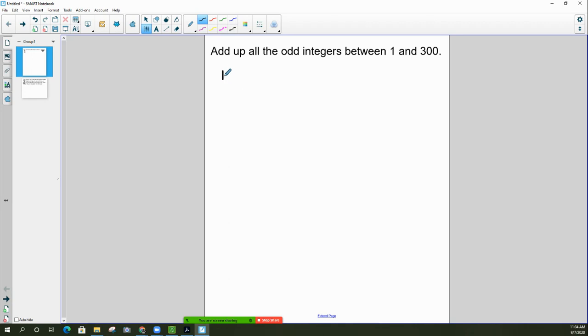I'm asking you to go 1 plus 3 plus 5, plus 7. It's going to go all the way on every odd number, so dot, dot, dot. And then we're going to get to 297. And our last number that we're going to be adding up is 299. That's the last odd number.